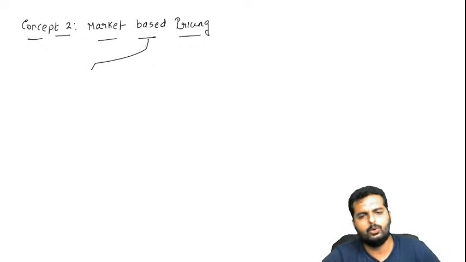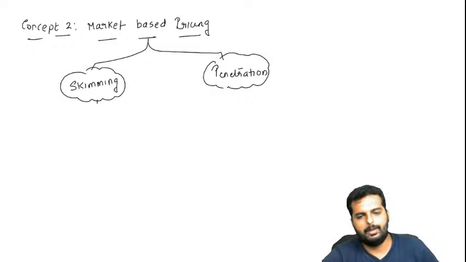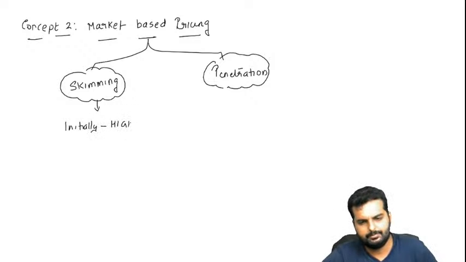Under this, basically, there are two methods. One is called skimming, and the other one is called penetration. What do you mean by price skimming? Initially, you will charge very high prices, and then you will slowly lower them down. What do you mean by price penetration?